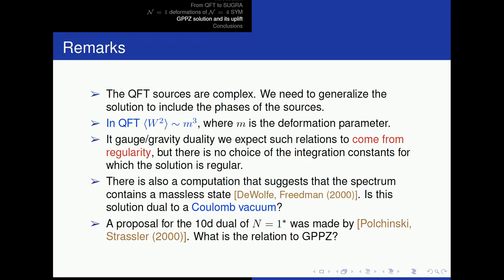There is also a computation from 2000 where they actually find a massless state, which contradicts the claim that this describes a confining solution. So perhaps the solution is dual to a Coulomb vacuum of the theory. Finally, there was a proposal for a 10-dimensional dual of N=1* by Polchinski-Strassler, which looked quite different from what we had over there. So for a long time, there was a question: what is the relation to GPPZ, if any?